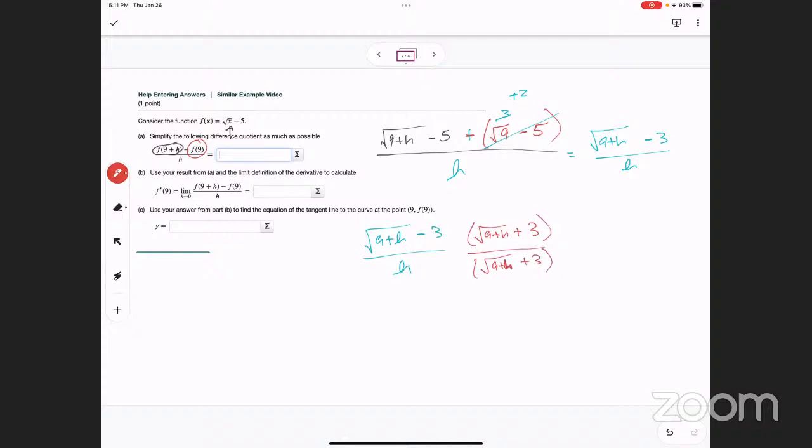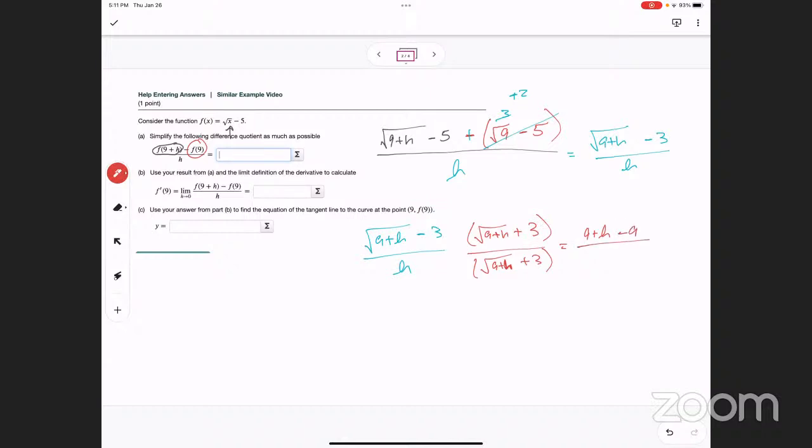Now, why would you want to do that, you ask? Well, good question. What happens is when you multiply this together, you're going to get 9 plus h. The square root goes away, right? And then when you multiply this and this together, they go away as well. That and that go away. So you don't have that middle term. And then -3 times a +3 is a -9.